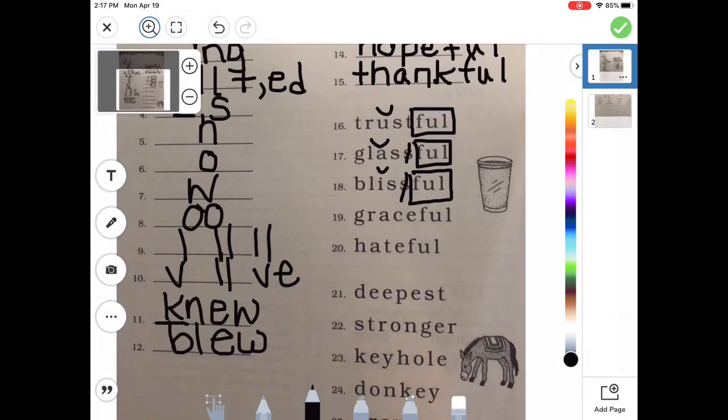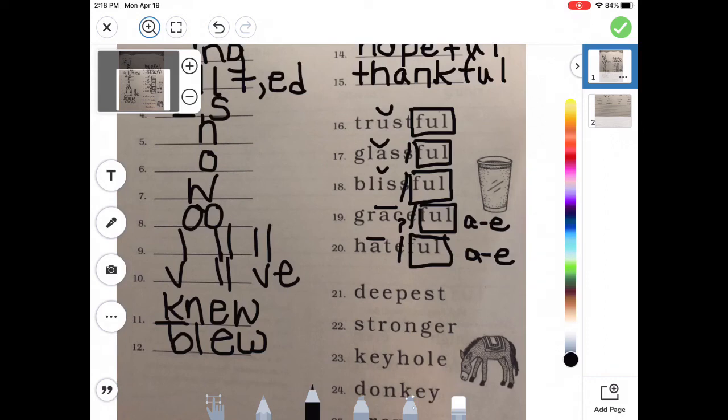How about number 19? That's right, box off that F-U-L. I've got an A consonant E, so A sneaky E. Now remember, this C is in front of an E, so I got to put that cedilla sound on it. So grace, graceful. And our last one? That's right, box off that F-U-L again. I've got another A consonant E word, so long A, sneaky E, hate, hateful.